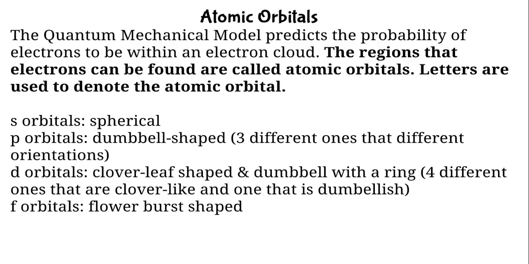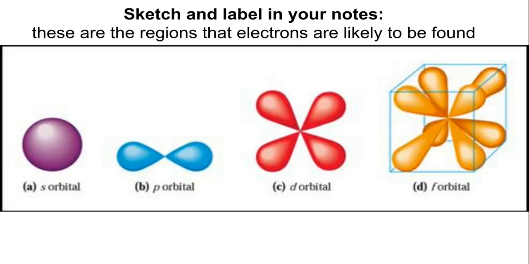S orbitals are spherical. P orbitals are dumbbell shape or kind of look like infinity signs. D orbitals kind of look like clover leaves, and F orbitals kind of look like flower bursts. So obviously we are dealing with three-dimensional shapes, and I'm asking you to draw them on a two-dimensional surface. So just do your best to sketch out these on your note sheet.